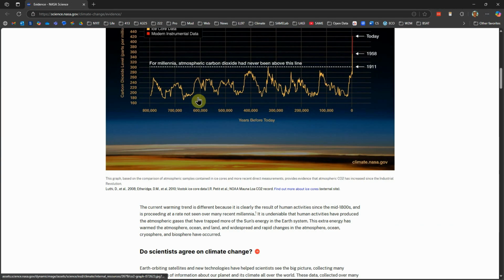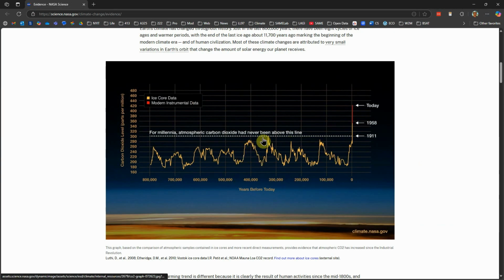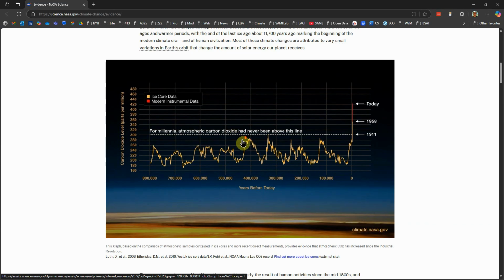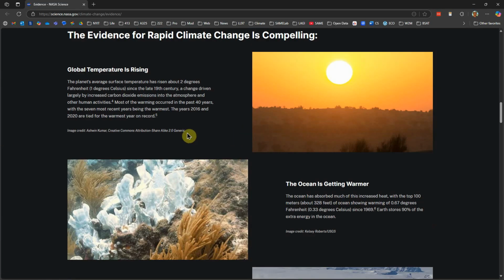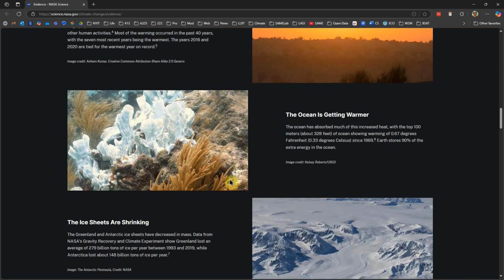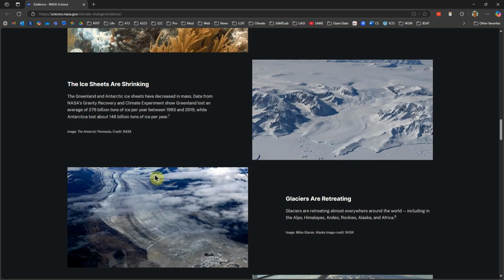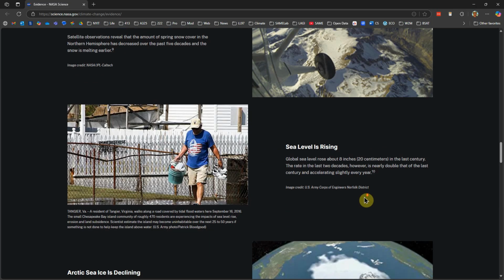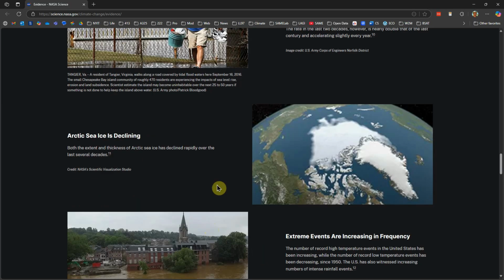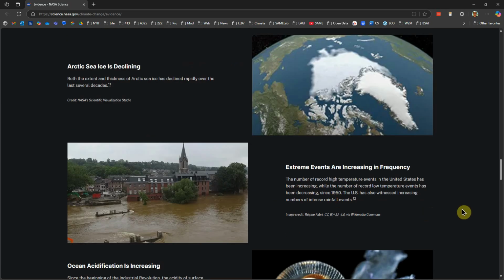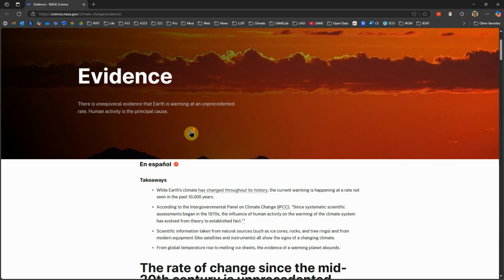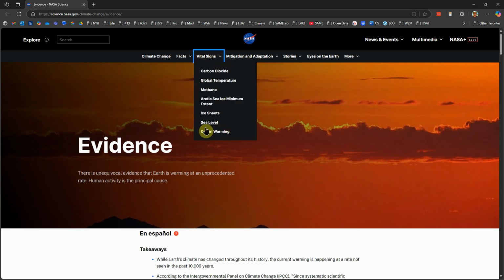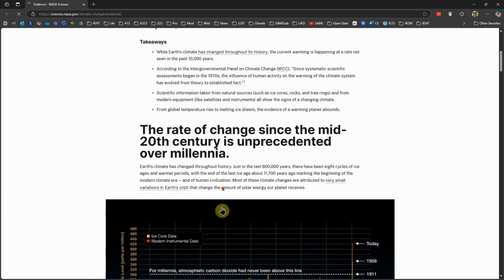Just scrolling down here, here's the very famous chart that I was showing from the ice cores showing the carbon footprint. Global temperatures are rising, the ocean's getting warmer. These are summaries of things that are scientifically determined. Ice sheets are shrinking, glaciers are retreating, snow cover is decreasing, sea levels are rising, Arctic sea ice is declining, and extreme weather events are increasing. There's tons of places that you can scroll through here and look at different pieces of evidence about these.